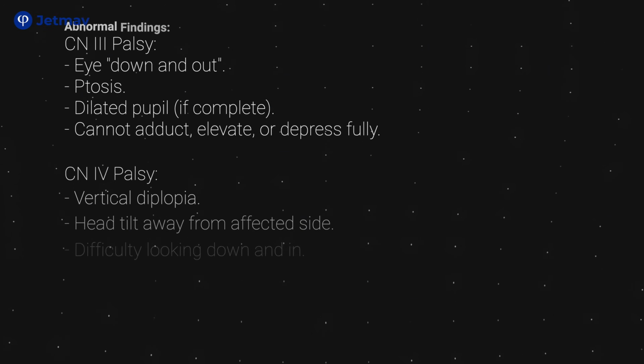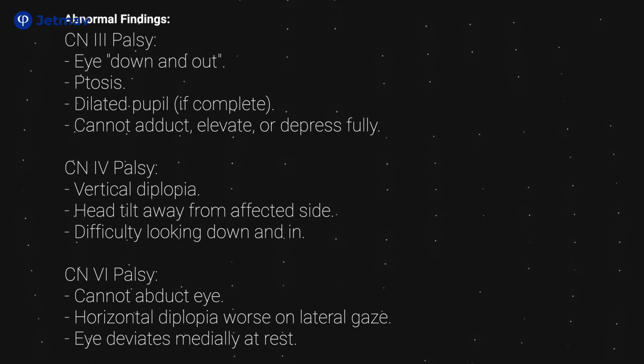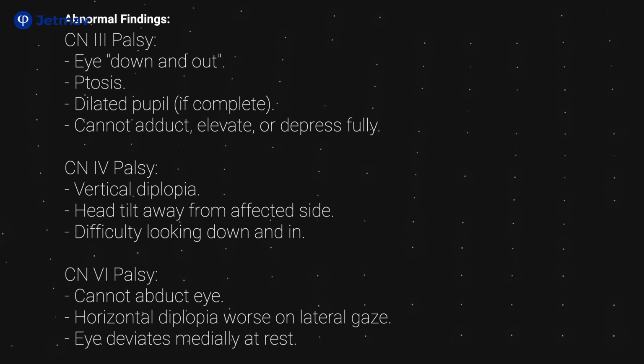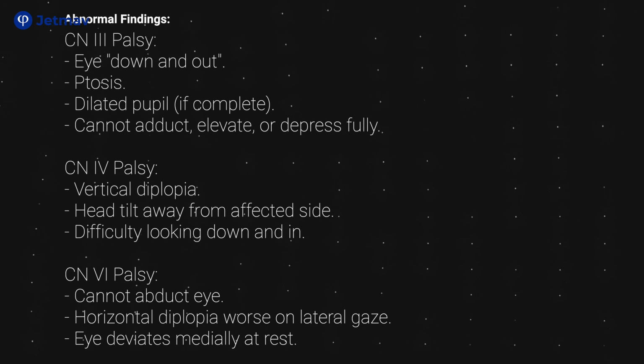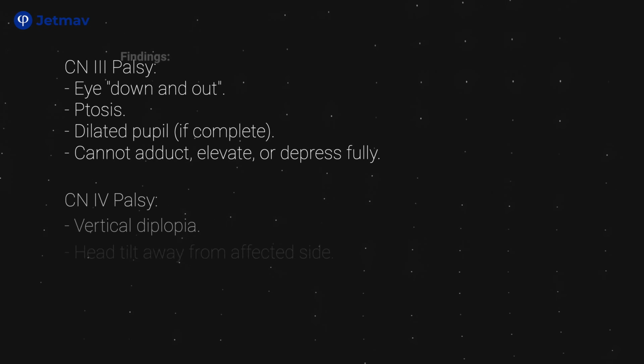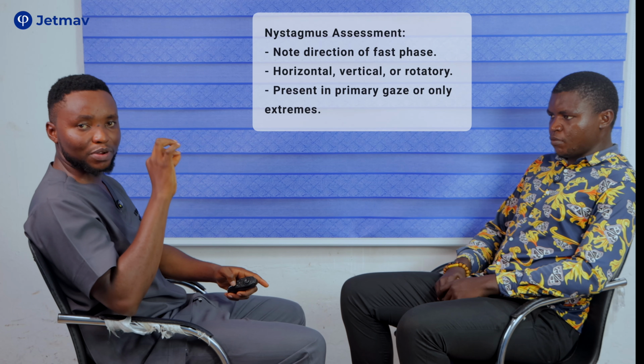Then the eyes will be down and out, and there will be ptosis. But if there is cranial nerve 4 palsy, remember the cranial nerve 4 innervates the superior oblique, so it'll be difficult looking down and in. So in the cranial nerve 3 palsy, the eyes will be down and out, okay? Then in the cranial nerve 4 palsy, there'll be difficulty looking down and in. Whereas in cranial nerve 6 palsy, which innervates the lateral rectus, the patient will not be able to abduct the eye. Now, while you're checking the extraocular muscles, also check for nystagmus, okay? If there is, check the direction, and check if it is present during the primary gaze or at the extremes. So that's it for cranial nerves 3, 4, and 6.